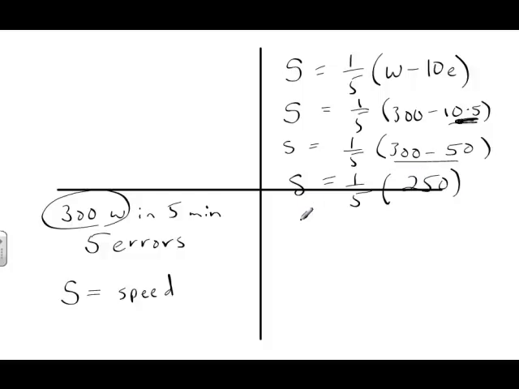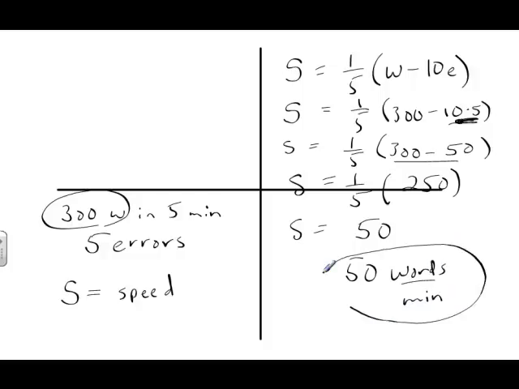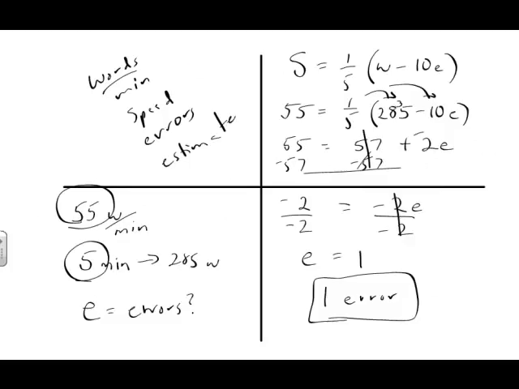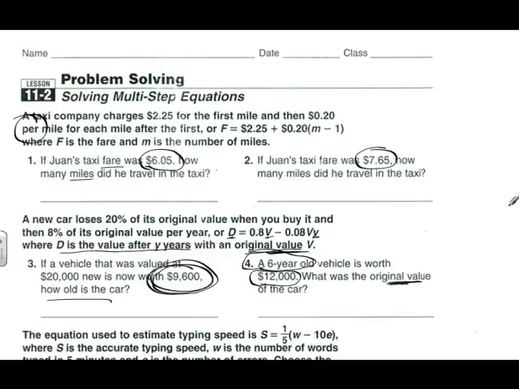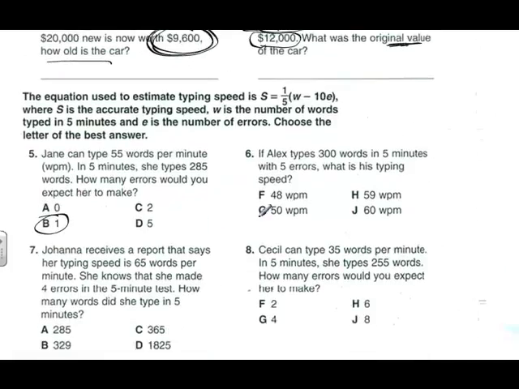All right, so it's 1/5 times, what's 300 minus 50? 250. Now, what's 1/5 of 250, or 250 divided by 5? 50, right? So 50, what was our label? 50 words per minute. Does that make sense? Yes. It's about what the other lady did, but those errors kill you, huh? Even though he did more words, he had more errors. So that makes good sense. That was number 6.